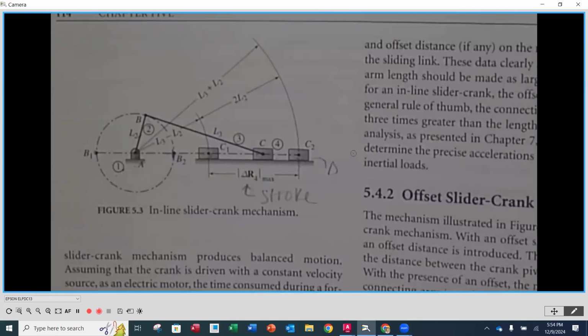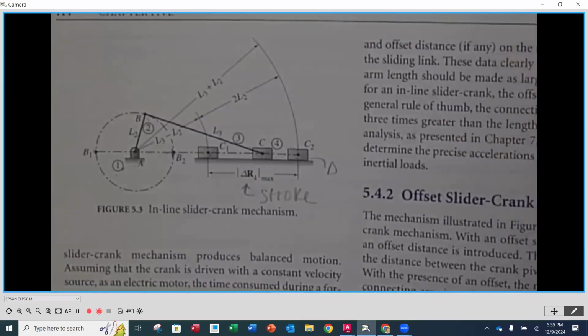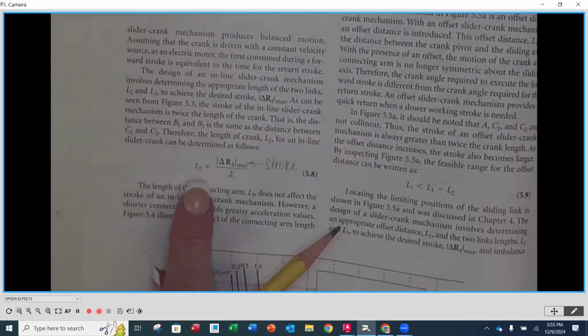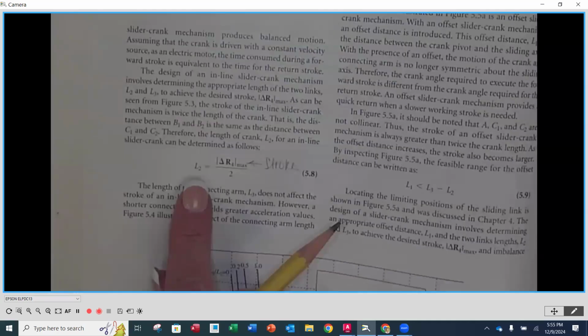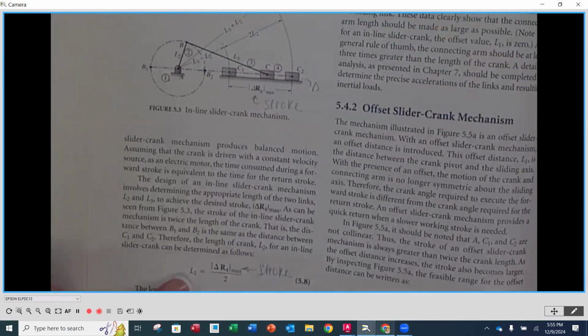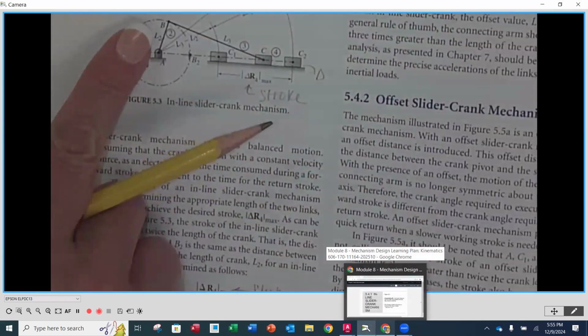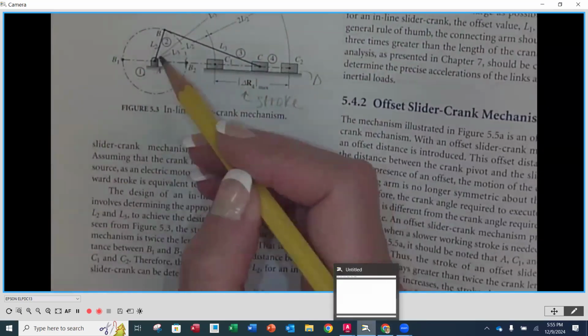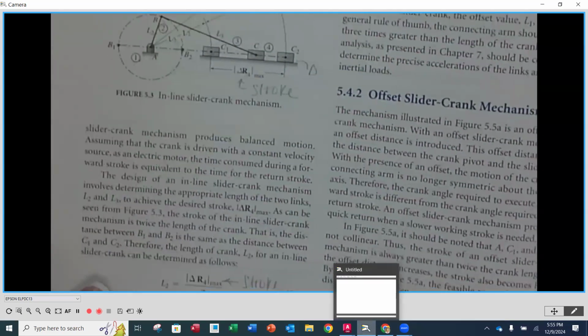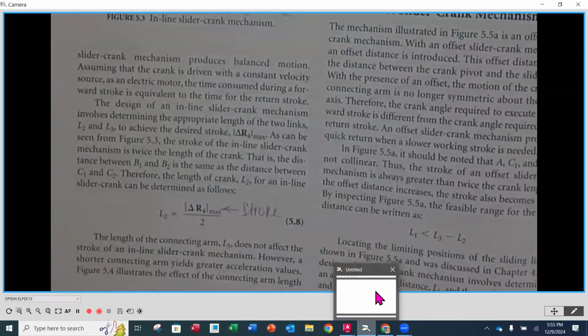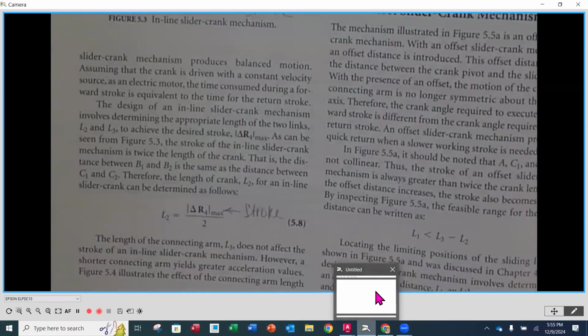Now, as we look at this section and we look at inline slider crank mechanisms, there are going to be two relationships that we see. The first one is going to be, how do we determine the length of our crank? L2 is going to refer to the length of the actual crank right here. So how long does that need to be? If we know what our stroke is, we just divide the stroke by 2, and that's going to be the length of our crank.